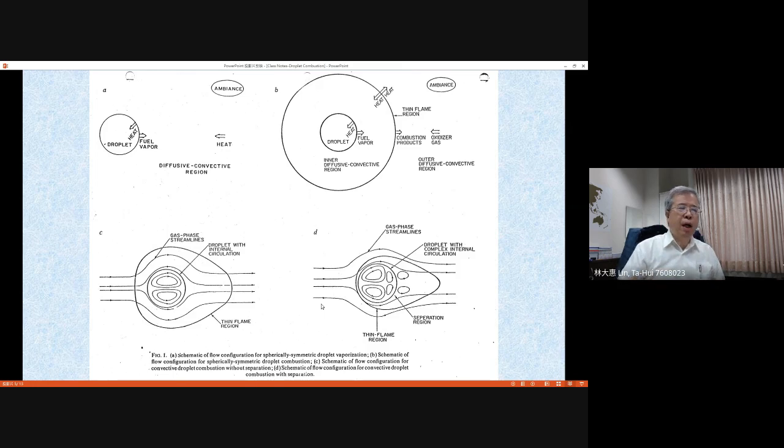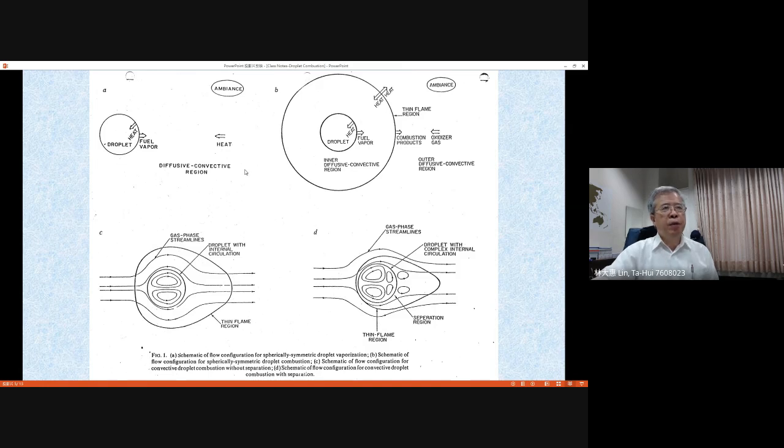Then we try to think about how to describe the influence coming from flow convection, including forced convection and natural convection. Look at these figures, figure A, B, C, D. We try to give you some comparison. Figure A is the pure evaporation condition. In the environment we do not have oxygen, or maybe the temperature is lower than the ignition temperature, so your diffusion flame cannot be generated. In this situation, the droplet is purely under the evaporation process.